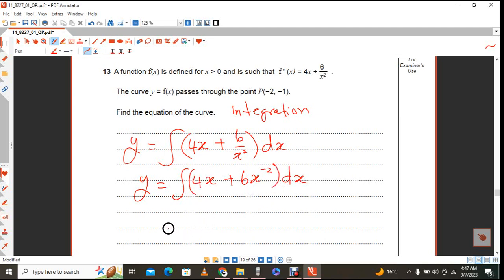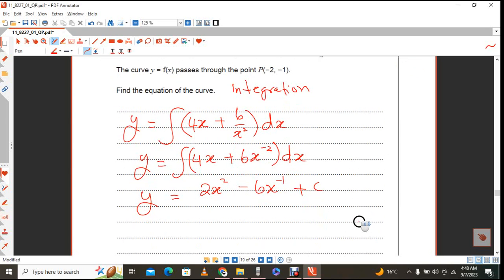Now, to integrate, you add 1. So that's going to be 2 here, divided by that is 2x squared, and for the -2, add 1, that's -1, so it's going to be minus 6x raised to the power of -1, plus the constant of integration. Remember that constant of integration, since we don't know what the value of c is. We are actually going to determine the value of c.